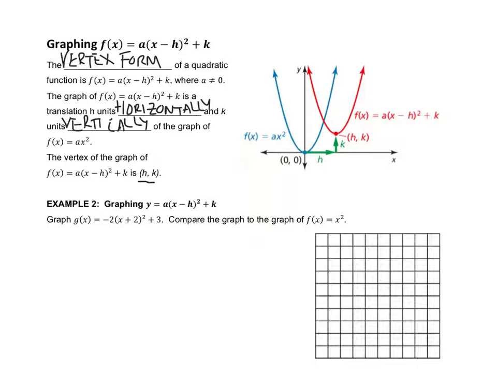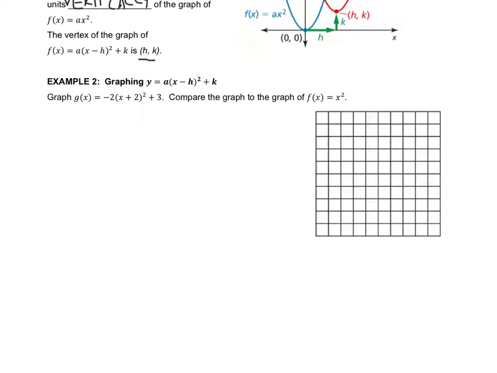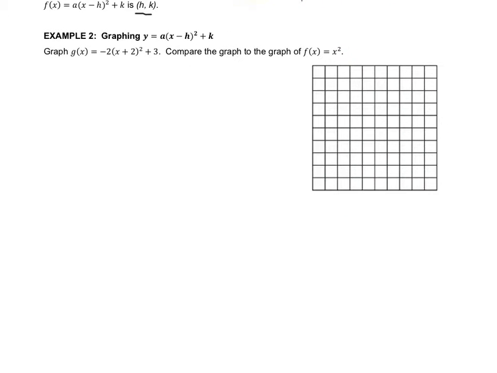Okay, so now we want to graph a function that is in this form. So now we have negative 2 times x plus 2 squared plus 3. We want to compare that to the parent function, f of x equals x squared. So again, we want to just notice a couple of quick things. We see that negative 2 in the front will be telling us that it's going to be opening downward this time. We want to keep that in mind.